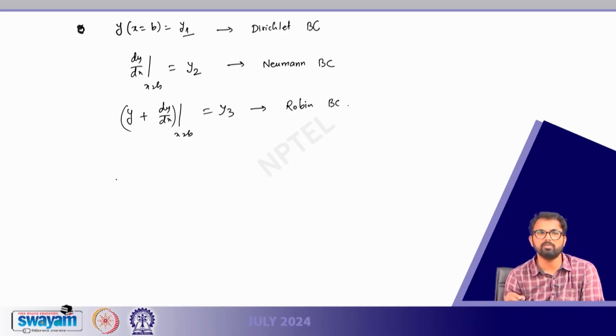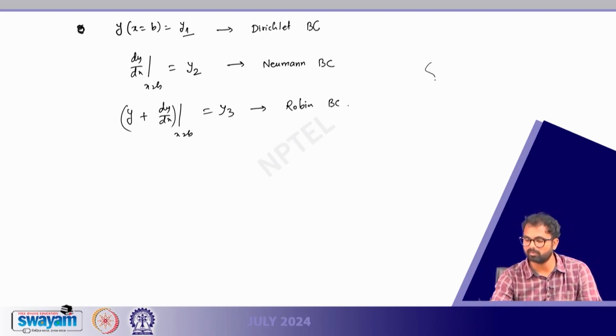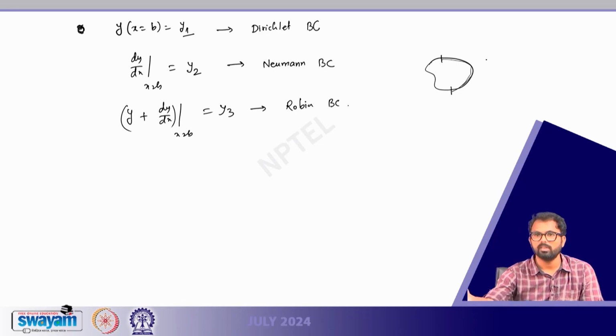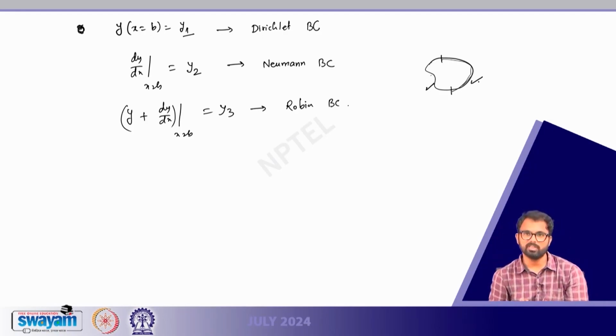This can be visualized very nicely in the case of 2D, where some parts of the boundary have Neumann boundary condition and some parts have Dirichlet boundary condition. So, suppose you have a 2D structure and this is the boundary: on this part your dy/dx or the flux is given, and on this part the value of the function is given. So, basically you have a Dirichlet and a Neumann boundary condition. When you have a combination of both of them, we call it mixed boundary condition, right.